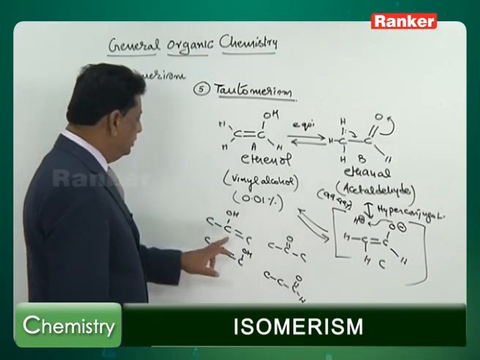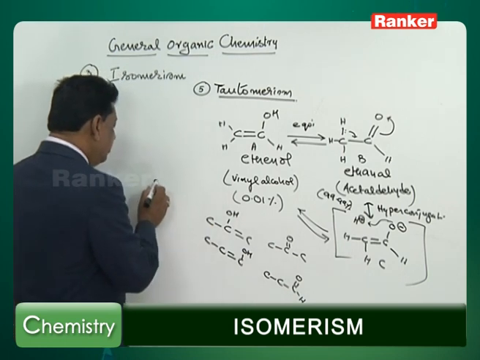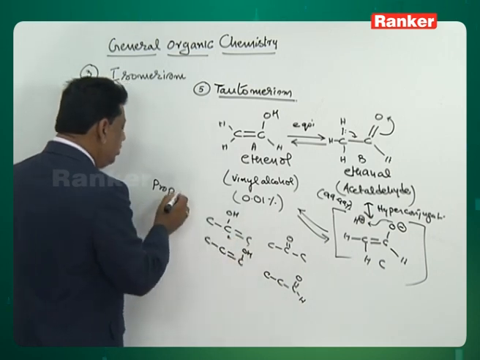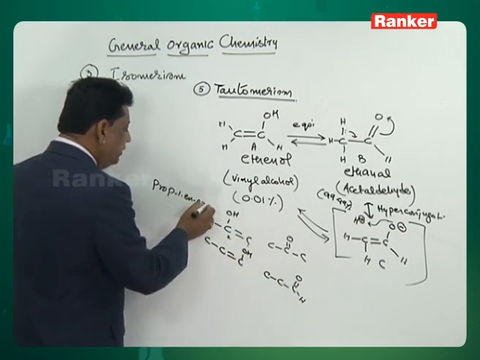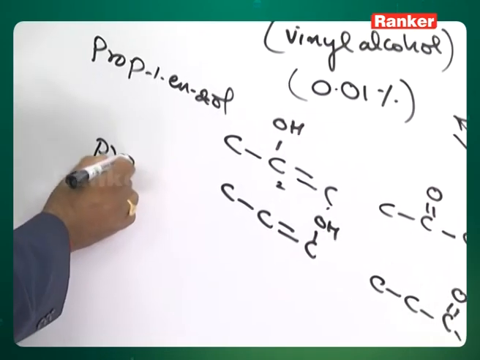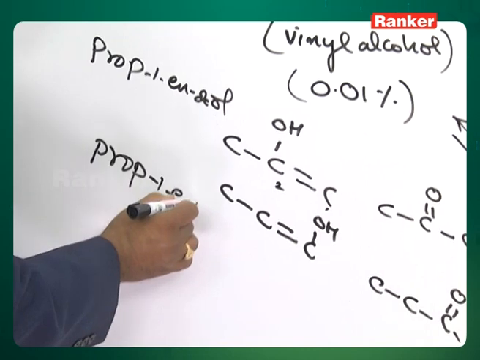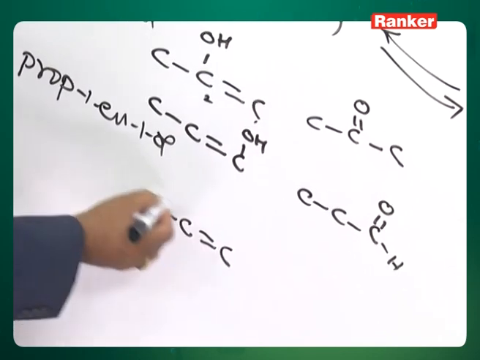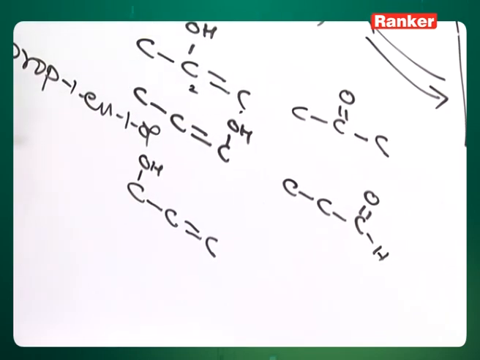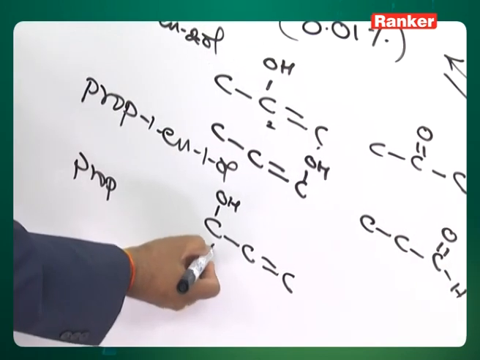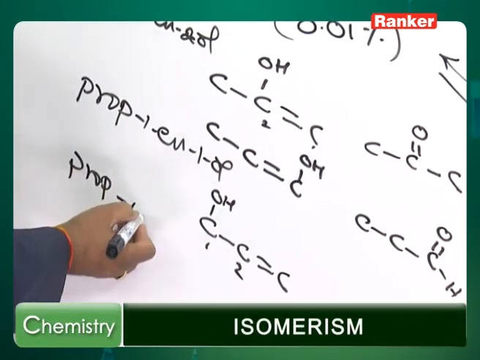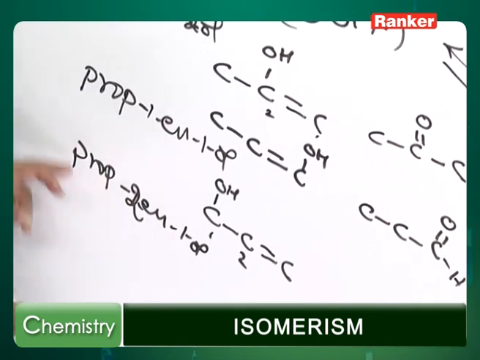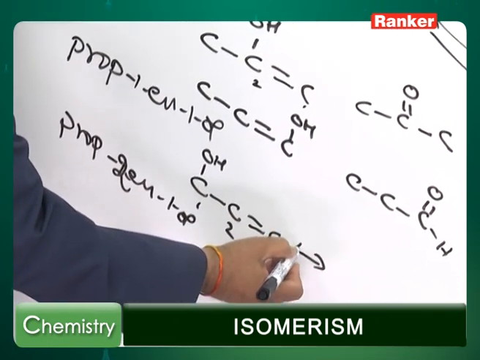An aldehyde comes. So this is systematically called prop-1-en-2-ol, with the ene on the first carbon and the ol on the second carbon. This is prop-1-en-1-ol. There is another propenol, with the ene here and the ol here. Numbering should be from the ol side, right? So prop-2-en-1-ol. This cannot have any tautomerization.